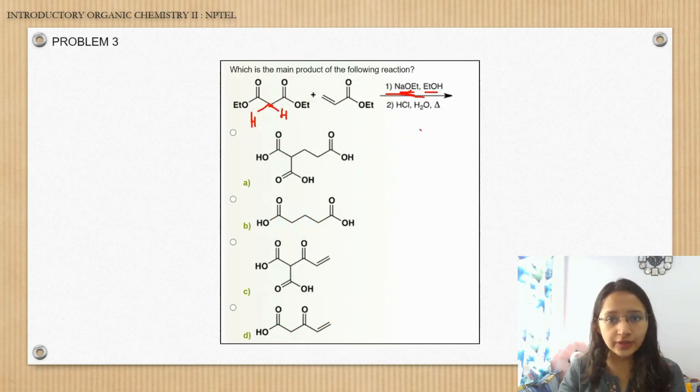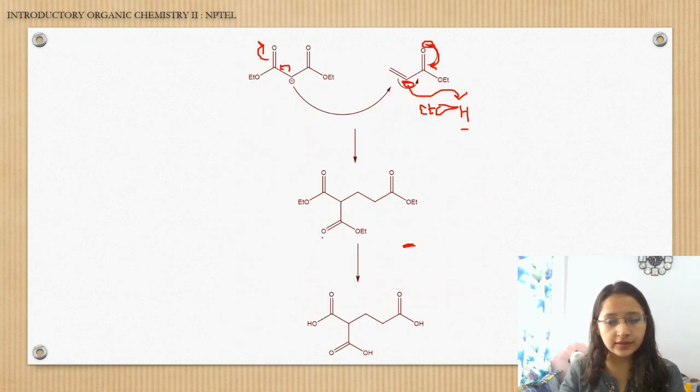So just look at the second step. This is HCl, water, and the presence of heat. So we are treating this particular species with acid, water, and heat. As you know, in the presence of acid, these ester bonds are getting hydrolyzed. So here, instead of OEt, OH minus will attack here. From water we have this OH minus, and it will attack here.